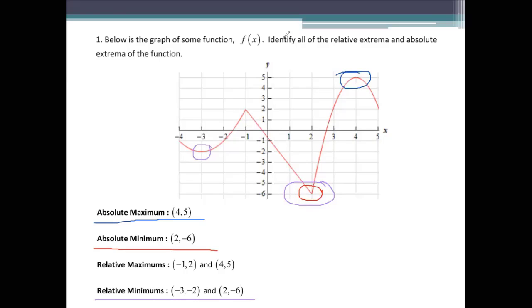So the relative maximums are this point, and of course the absolute maximum point also. So we have minus 1 and 2, and 4 and 5. So we have the following extrema points.